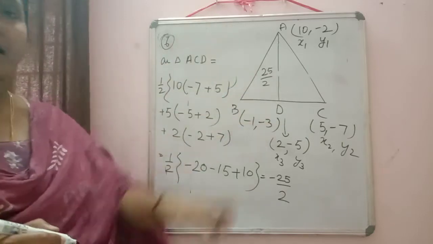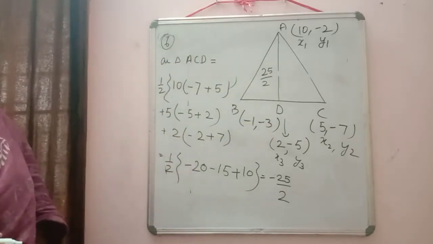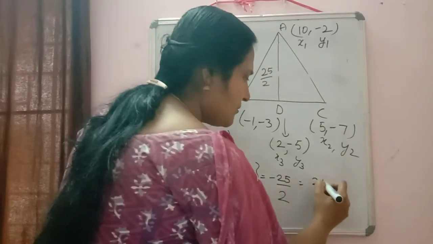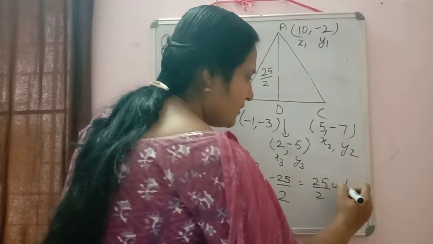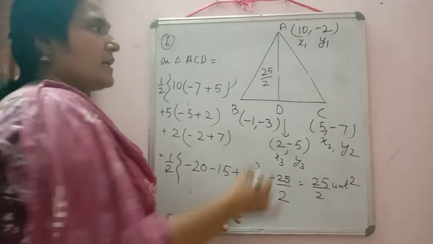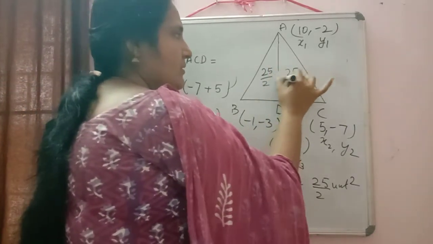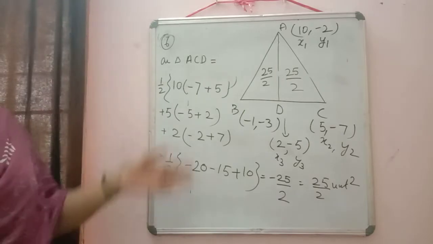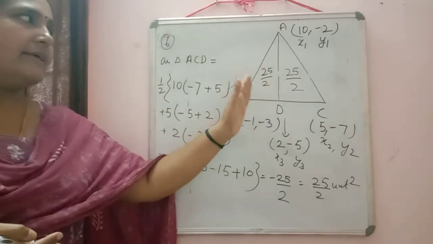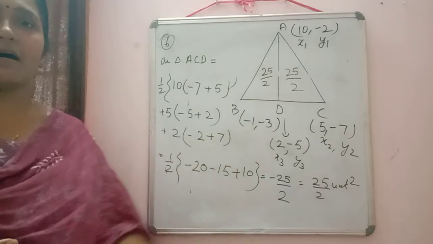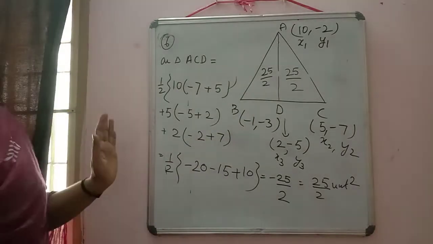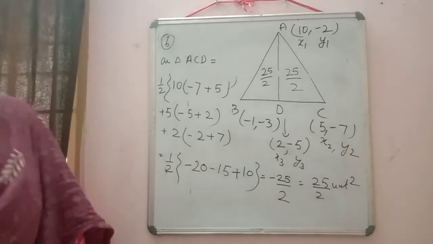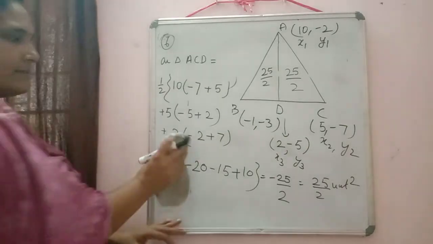Area of triangle ACD. And we know area will never be negative, so what we will write? This is equal to 25 by 2 unit square. So we are getting area of triangle ACD also equal to 25 by 2. So we proved a median of a triangle divides it into two triangles of equal area. Okay, so now moving on to the next question.